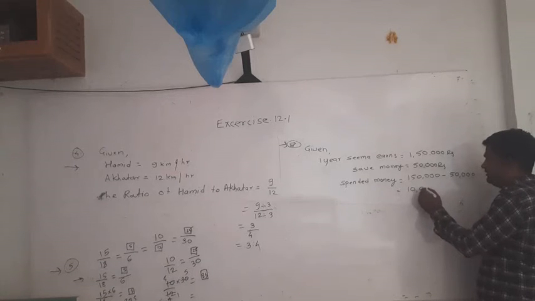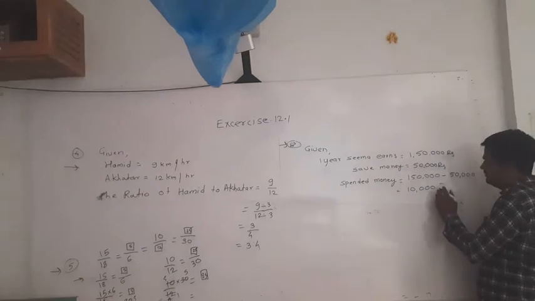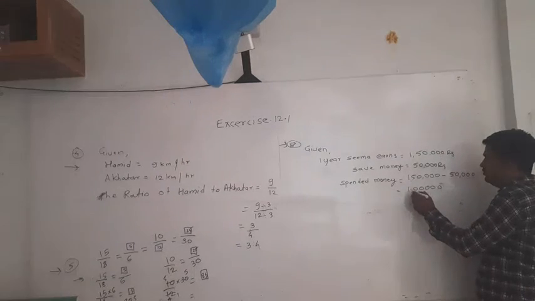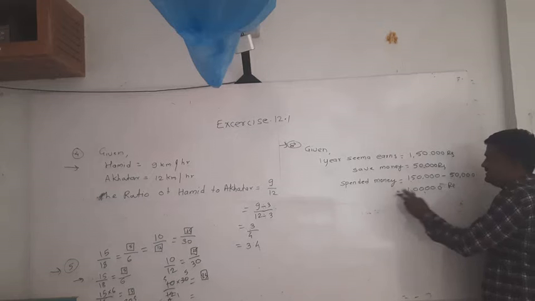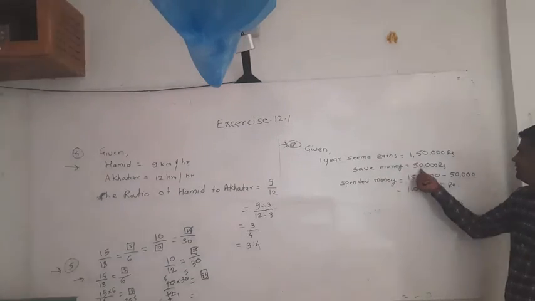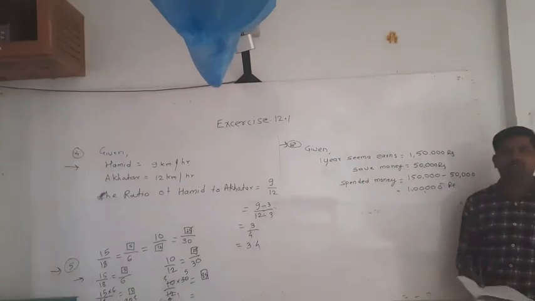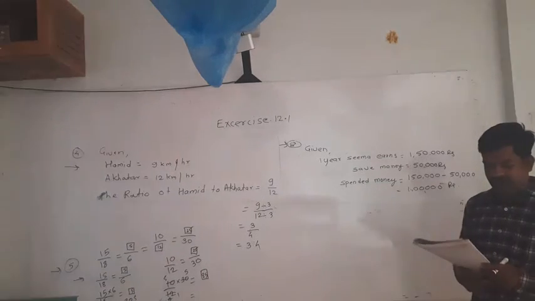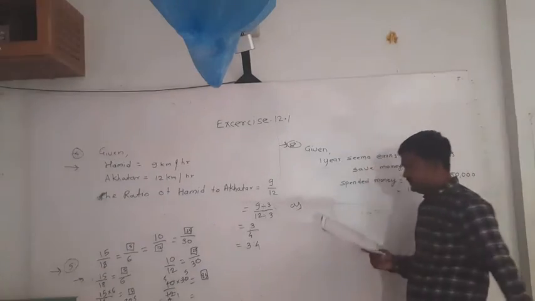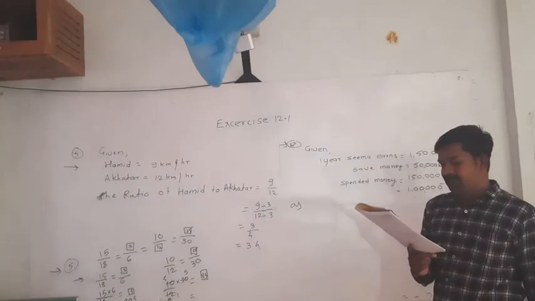So how much rupees again? 1 lakh rupees she spent. How much rupees she spent? 1 lakh rupees. How much rupees she saved? 50,000. And how much rupees she earned? 1,50,000. Now see what the question is: the money that she earns to the money that she saved.